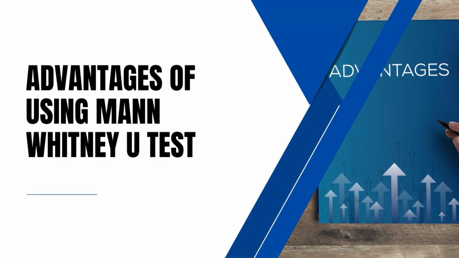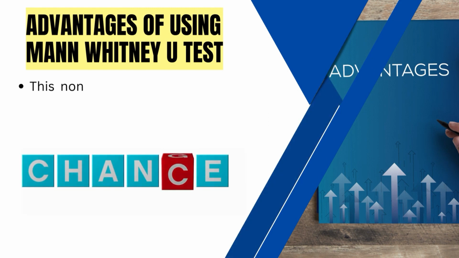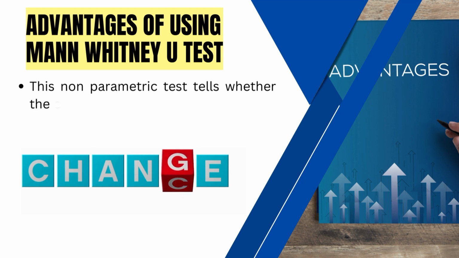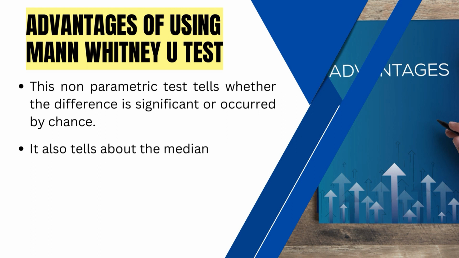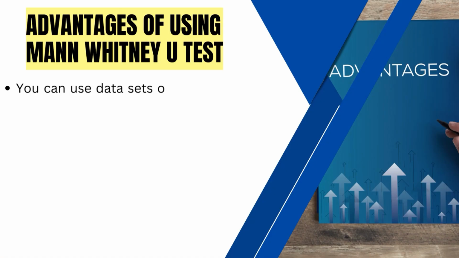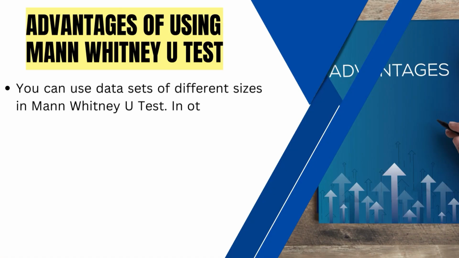Now, let us discuss the advantages of using the Mann-Whitney U-test. The first advantage is this non-parametric test tells whether the difference is significant or occurred by chance. So, this is the first advantage. That is why we go with the Mann-Whitney U-test. The second advantage is it also tells about the median between two sets of data. Third, you can use data sets of different sizes in the Mann-Whitney U-test.